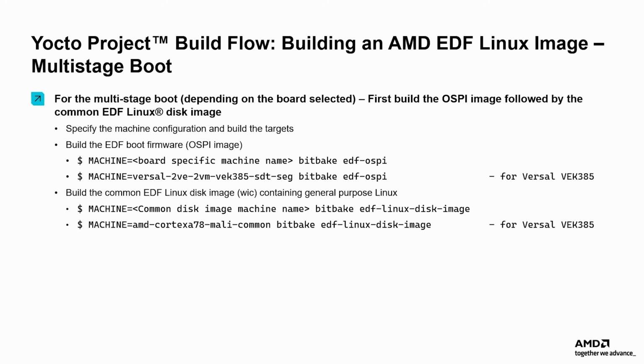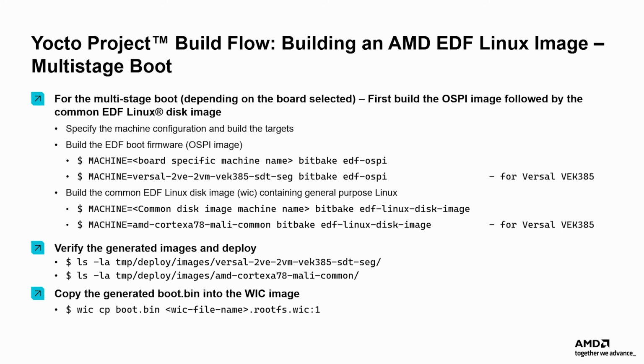Here, the machine variable is set to the correct common disk image definition, such as amd-cortexa78-mali-common for the VEK385. Once both the OSPI firmware and Linux disk image are built, the generated outputs can be verified in the deploy directory. Finally, flash the OSPI image to the board and boot the board using the EDF Linux image from the SD card, completing the multi-stage boot process.